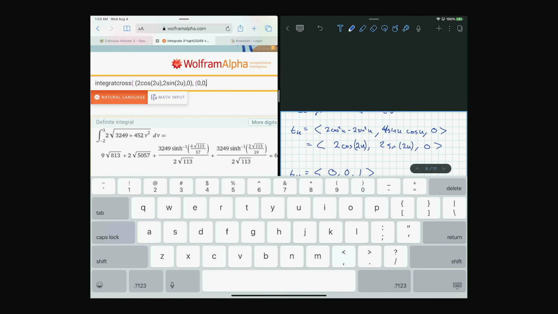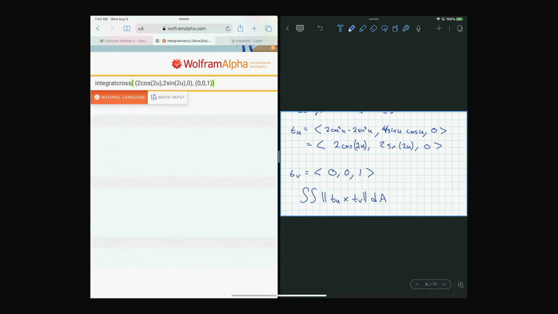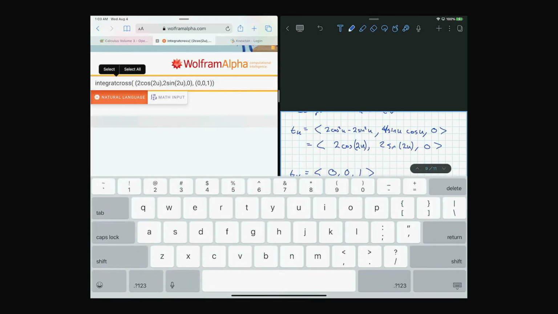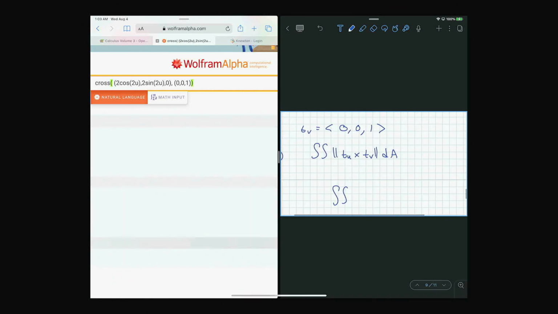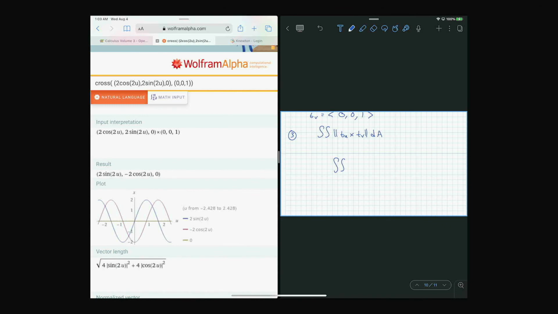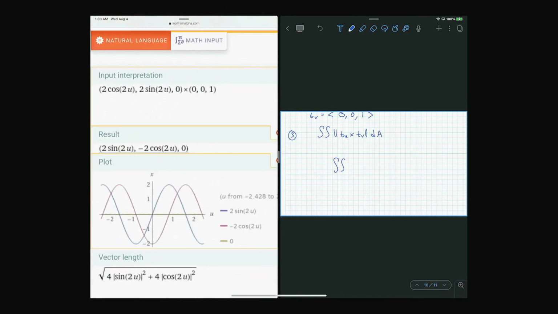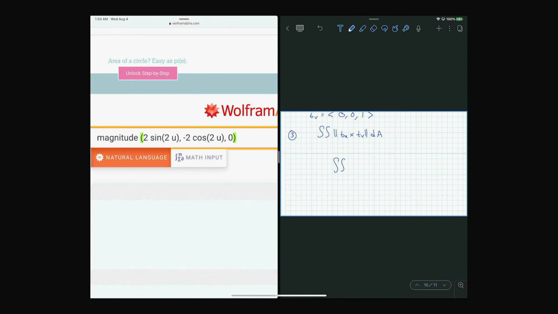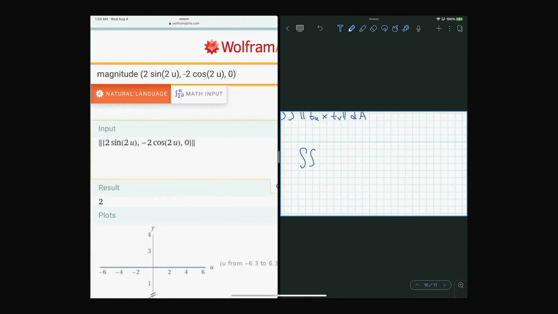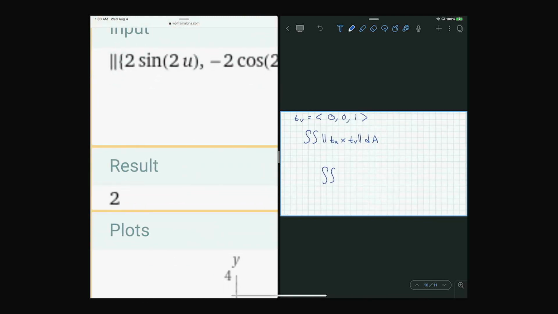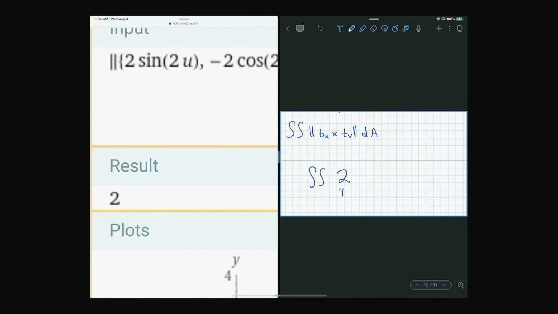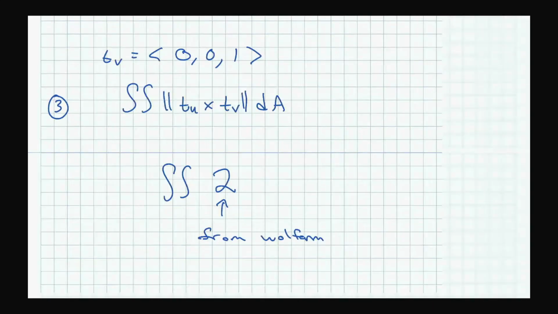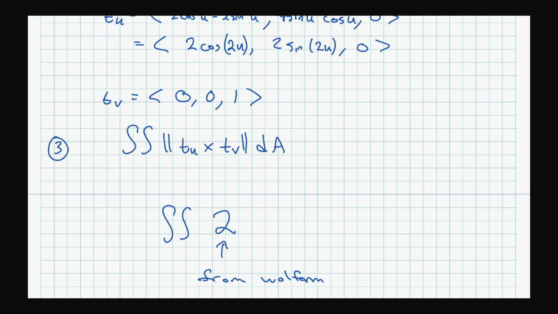Next vector was 0, 0, 1, which actually makes the cross product not that much trouble. I've got to erase the words there. Try again. Okay. Did it do the cross product? It did. Okay. And then we want the magnitude of this. Well, okay. That's nice. We like that. So there's the cross product there that I did on Wolfram. Then we still need to set up the limits of integration.